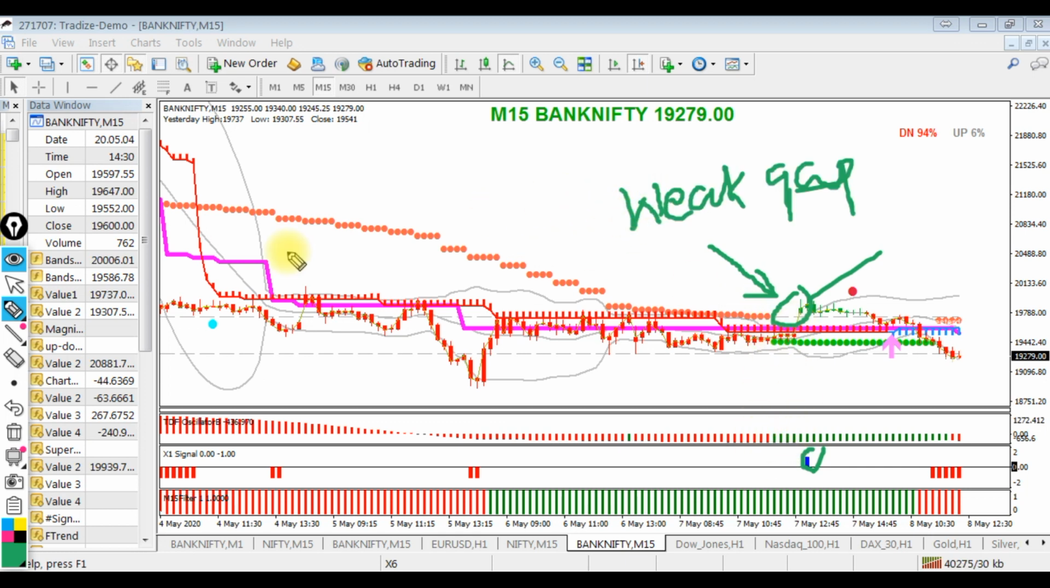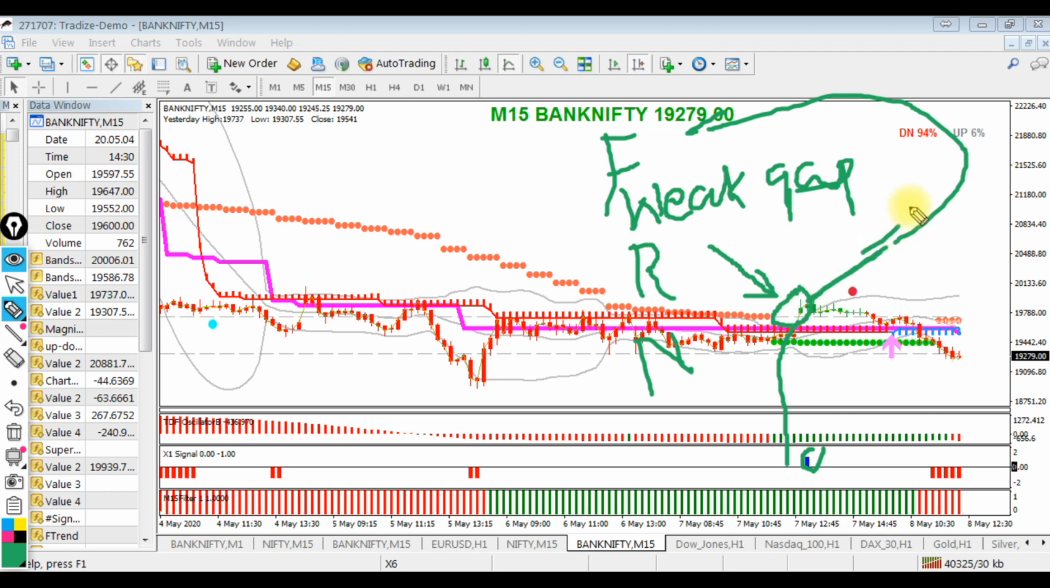As per our classification, there are 4 types of gaps in our trading system. First one is fake gap, second one is weak gap, third one is real gap, and fourth one is normalized gap. And you can see this particular gap up which has come today is a weak gap, because only the color got changed here and there is no buy signal from our X1 indicator. If there is no color change also, then it will be a fake gap, and because the color got changed to green, it's a weak gap now.